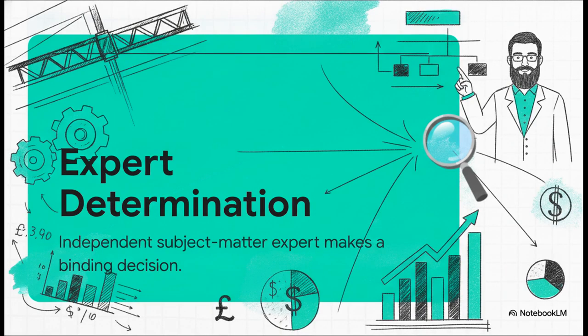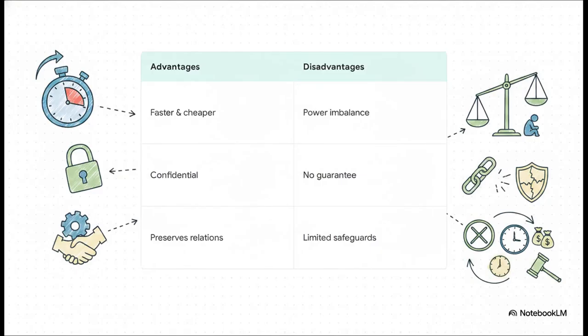And finally, expert determination. This is a process where an independent third party who is an absolute expert in the specific subject matter is appointed to decide the dispute, and their decision is binding. Think of highly technical construction disputes or maybe really complex financial valuations. You want a subject matter expert making that call rather than a judge who might not have that highly specialized background.